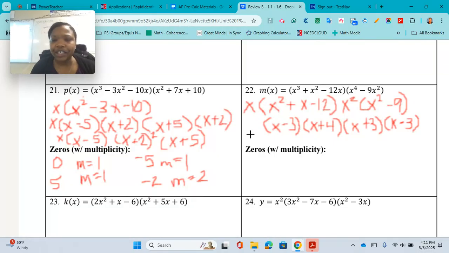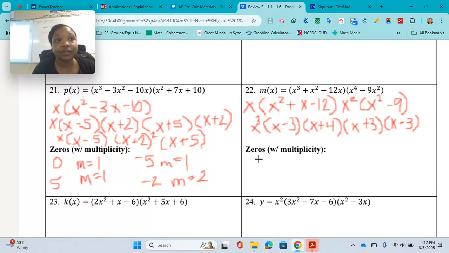All right, and I still got to bring this x with this x squared that we pulled out. That would give me x to the third. Y'all see that? That x with that x squared makes this x to the third right here. Now let's get our zeros.